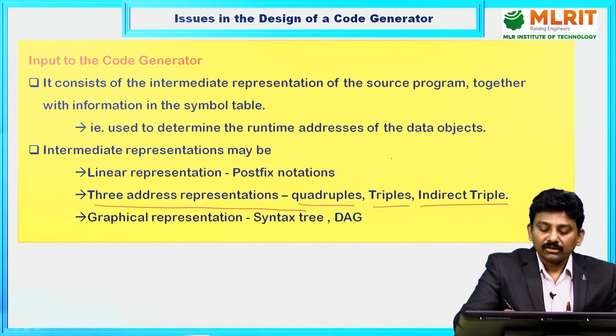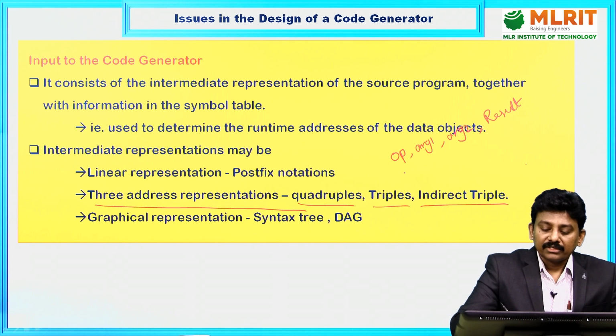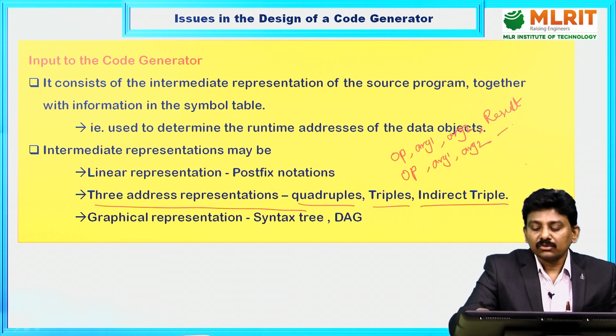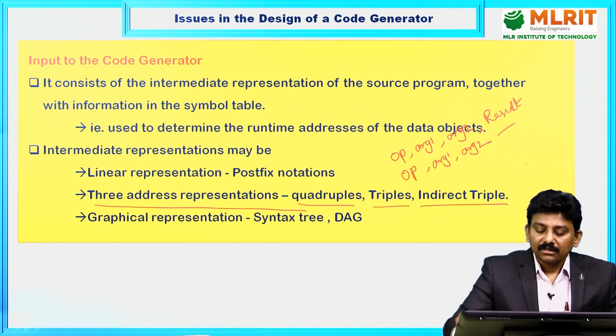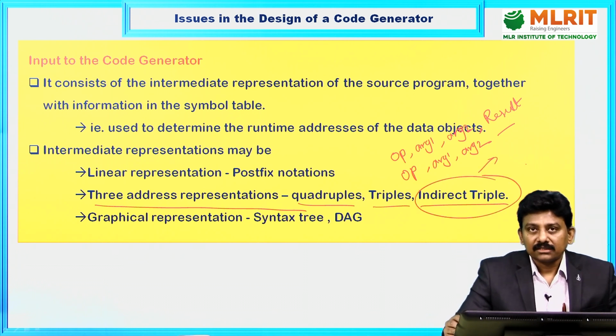Quadruples have 4 fields: first field is operator field, then argument 1 field, argument 2 field and result field. Triples have 3 fields: OP field, that is operator field, argument 1 field, argument 2 field. There is no result field. Indirect triple is also a triple, but it gives indirect addresses, pointers to the triples.